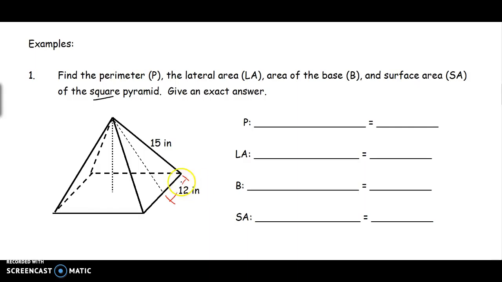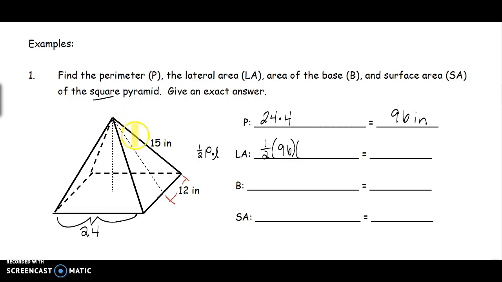So square pyramid means that this piece here is 12, but our whole is 24, and all sides are the same. Okay, give exact answers. So to find the perimeter of the base, you would add 24 four times or just multiply. And this would be 96 inches. Our lateral area, remember, is 1/2 perimeter of the base times the slant height. So we know our perimeter is 96, but we don't know our slant height.